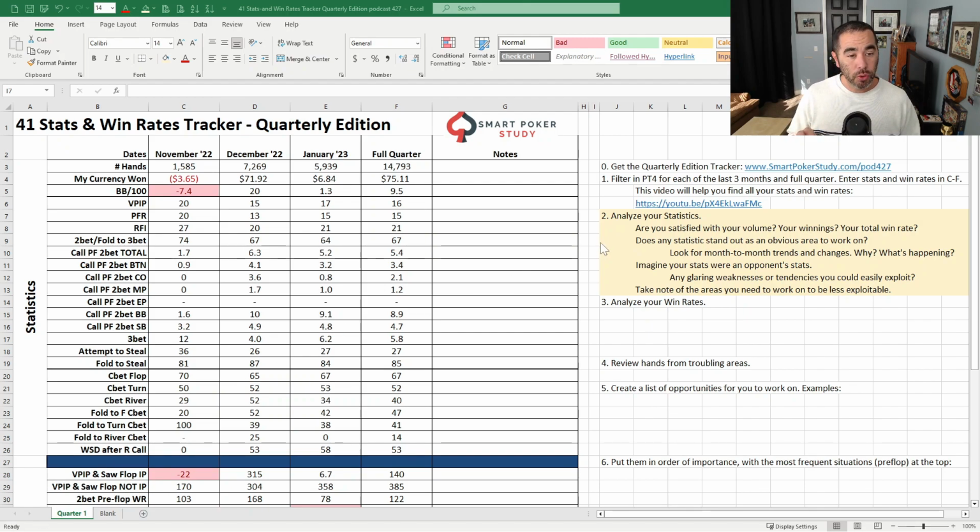statistics. This is step 2 in the process. The first thing is, are you satisfied with your volume, your winnings, or your total win rate, right? So take a look month by month how much you've been playing and your winnings altogether.